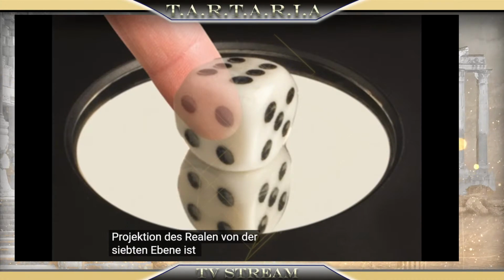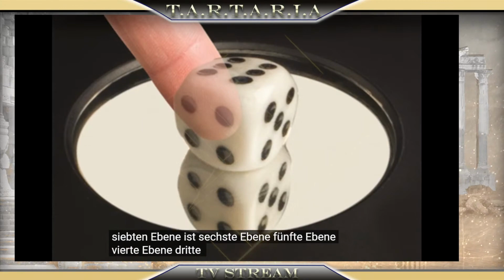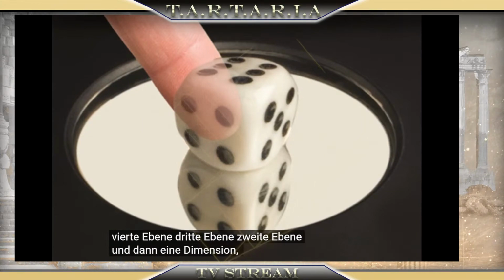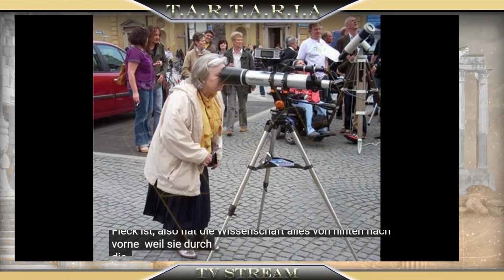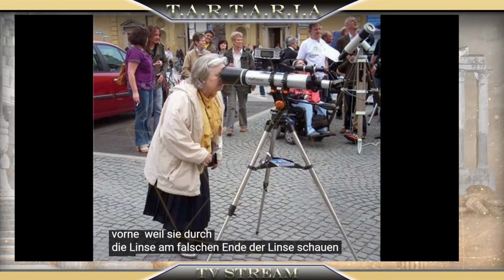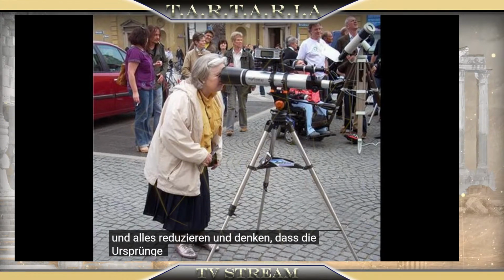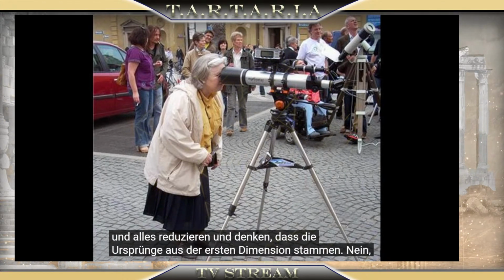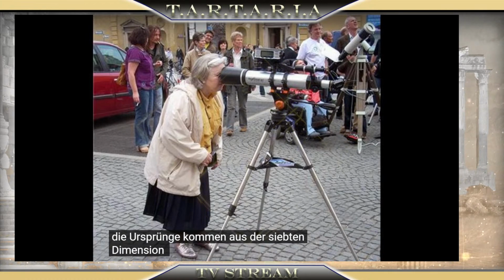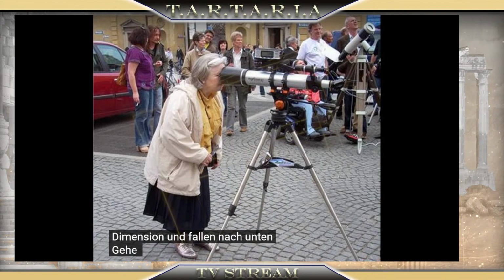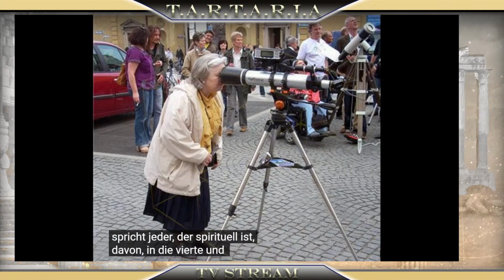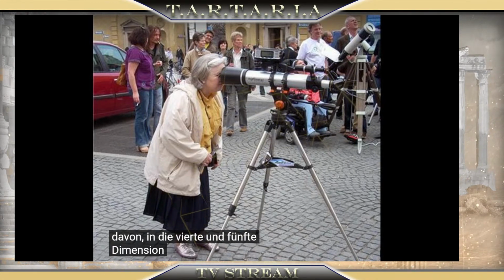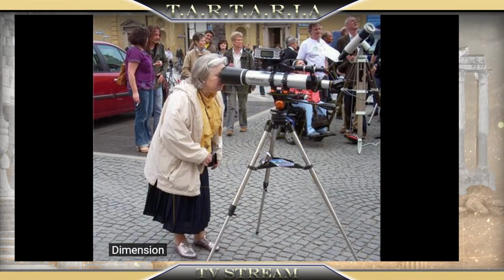From the 7th level, 6th level, 5th level, 4th level, 3rd level, 2nd level, and then 1 dimension, which is the speck. So science has it all back to front, because they're looking through the wrong end of the lens, reducing everything, thinking that the origin is from the 1st dimension. No, the origin comes from the 7th dimension and drops down, level by level. So if you want to go up, you've got to go into the 4th dimension. That's why everybody who's spiritual is talking about going to the 4th and 5th dimensions, because you're going up to higher realities, not down.